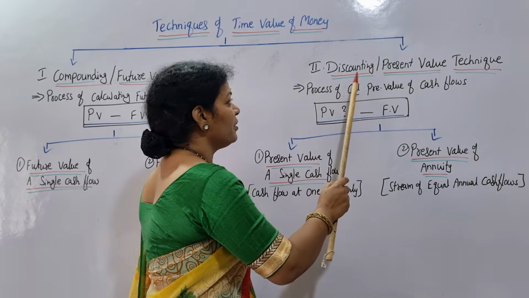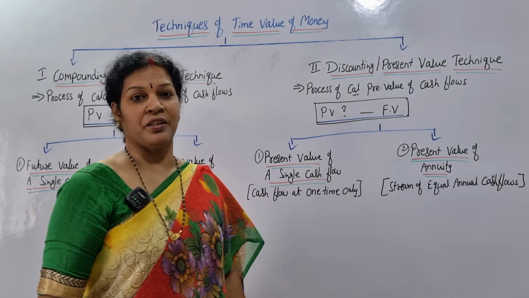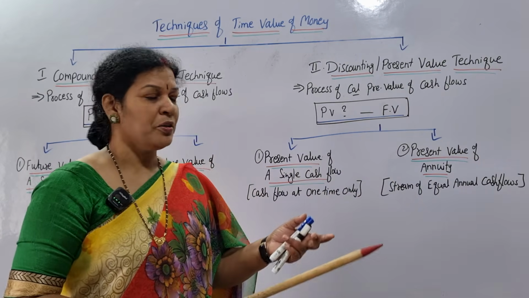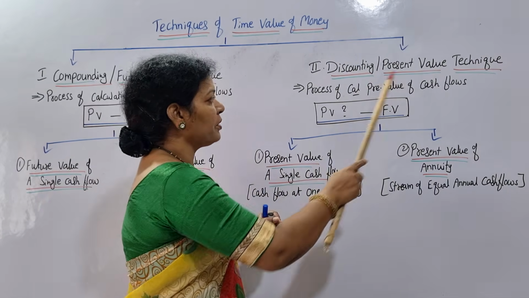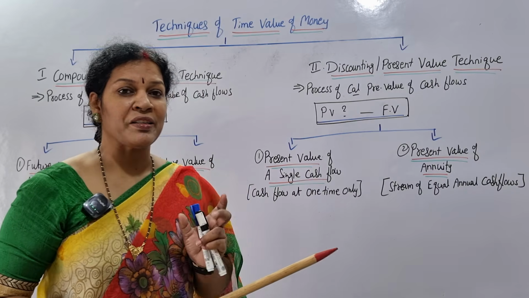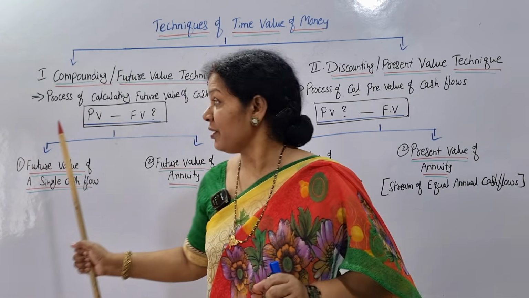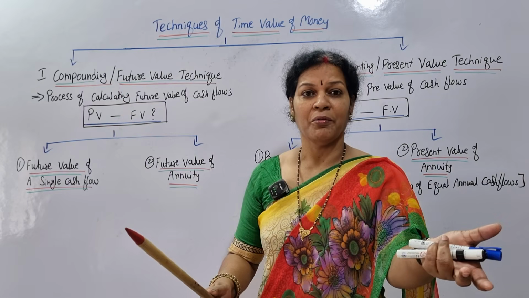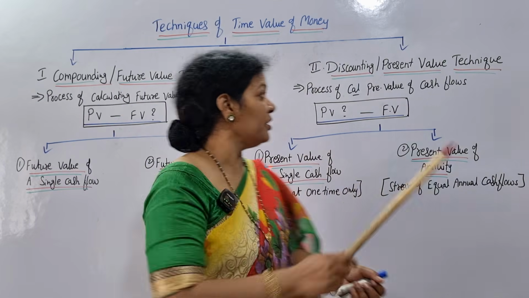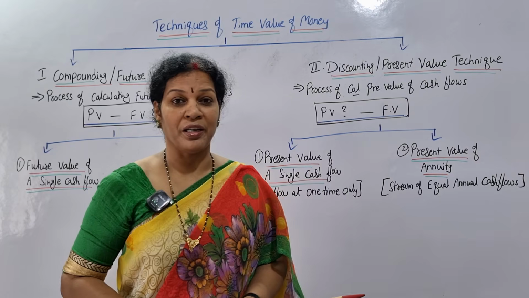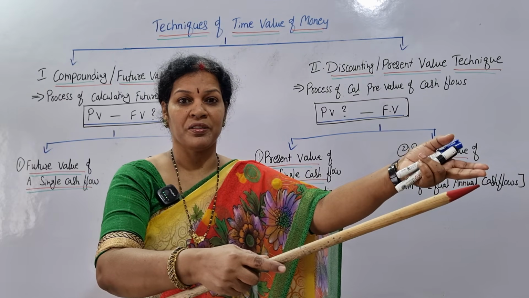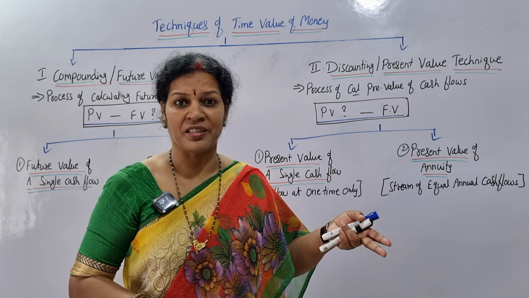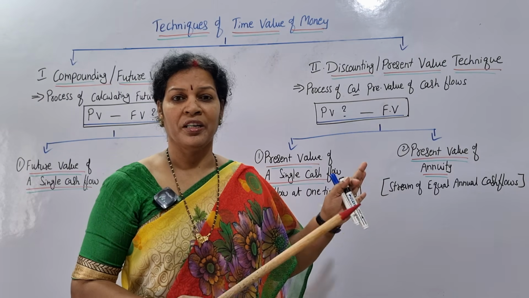Second one is discounting, or present value technique. So this present value technique is that we need to calculate the present value. There, future value we are going to calculate. Present I am having 1 lakh. What about future value? Here present value we are going to calculate. Future 10 lakh rupees somebody is going to give. Present how much it is there, as we have discussed in the last class. Same way you have to remember it.